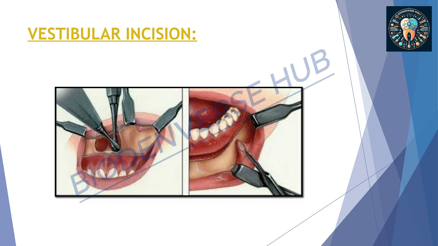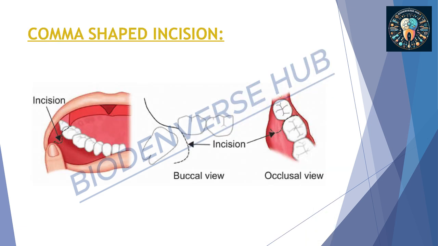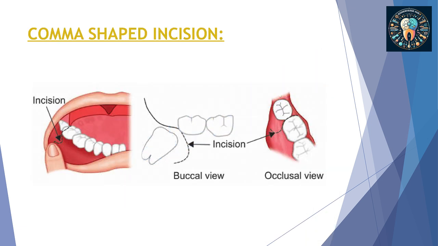And after that, we will be discussing the incisions for the third molar. In that regard, we have the Ward's incision and the modified Ward's incision. And then we have the comma-shaped incision. So you will be able to identify those incisions and also differentiate them from one another.